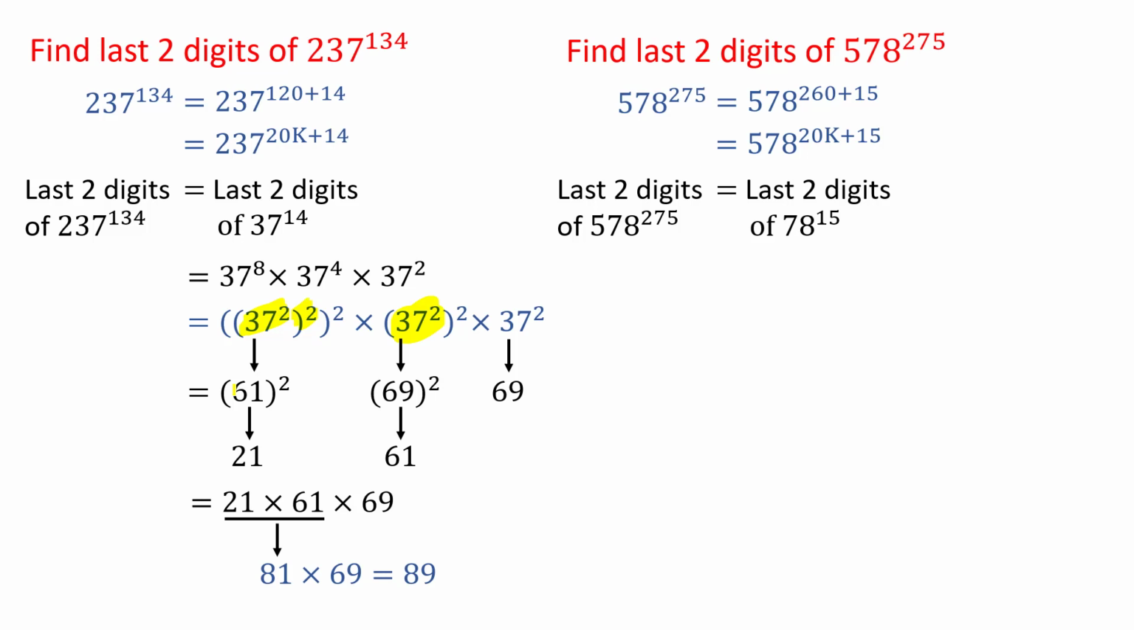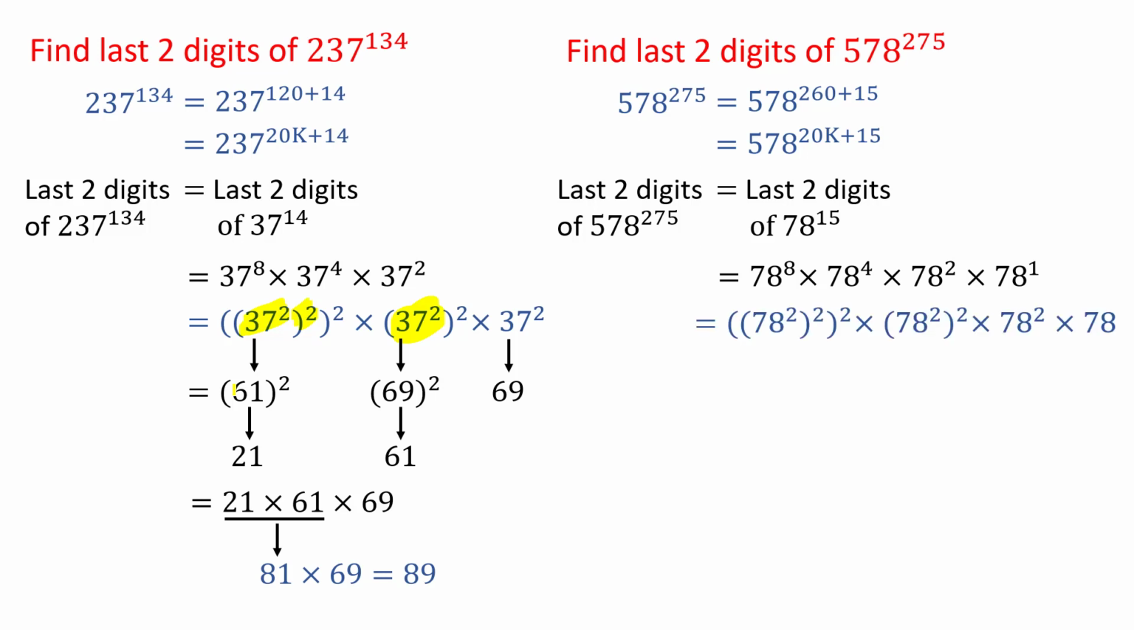Okay everyone, so now 78 to the power 15, how can we write it? We can write it as 78 to the power 8 into 78 to the power 4 into 78 square into 78 to the power 1. Now 78 to the power 8 is nothing but 78 to the power 2, bracket to the power 2, bracket to the power 2. 78 to the power 4 is 78 square, bracket square, and so on.